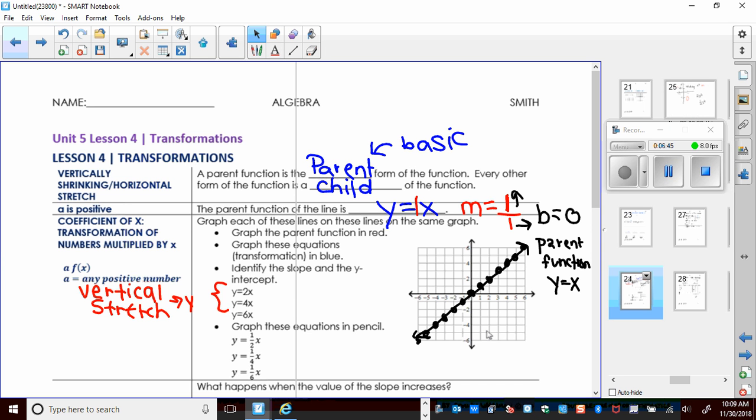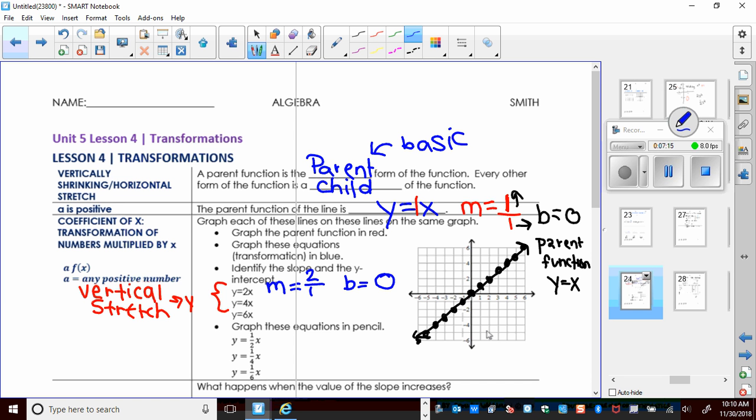Okay? But we're going to get the slope of each line, the y-intercept of each line. So looking at y equals 2x, what is the slope of y equals 2x? 2 over what? 1. You always divide by 1. There's no number there. What is b? What number is added to 2x? 0. There's no number there, so it's 0.